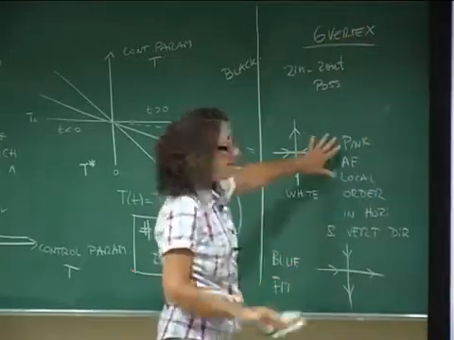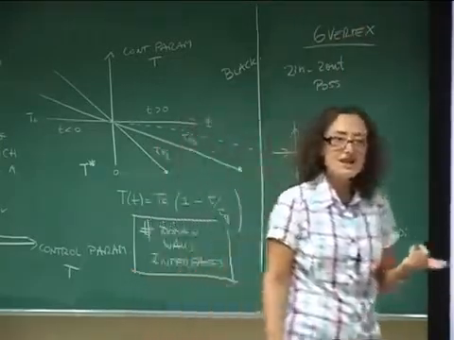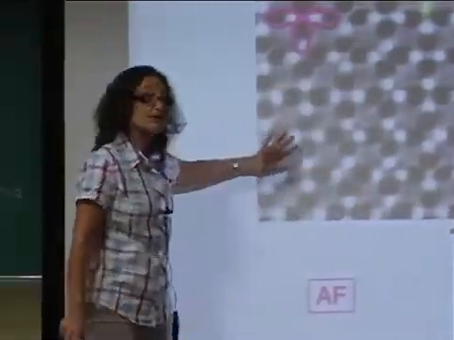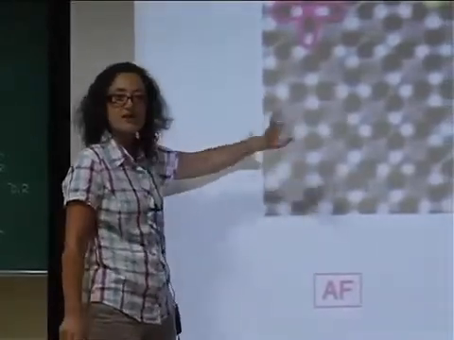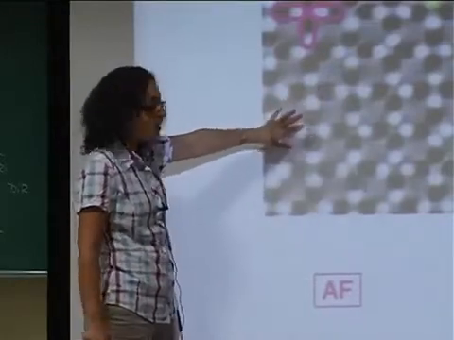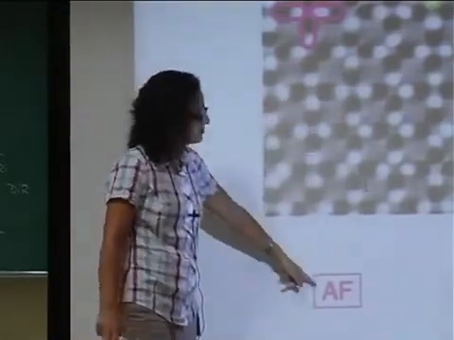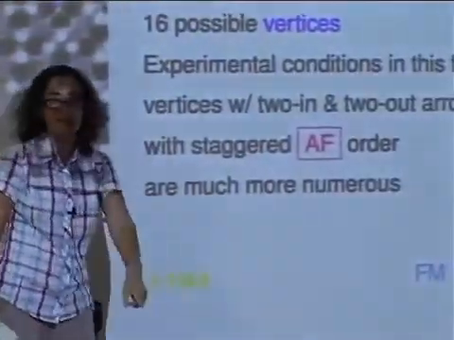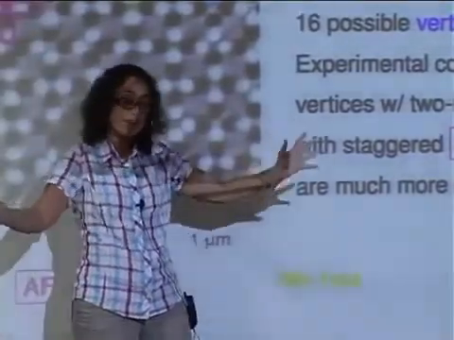So if you are in this context, then you cannot flip freely an arrow because you will break the constraints. If you flip an arrow, you won't get a 2 in, 2 out vertex. You will get something else. You get out of the definition of your problem. Now, in the experimental context, this is not the case. You have thermal fluctuations, you can break the constraints, you can have all kinds of vertices, the 16 kinds of vertices. Only that, for energetic reasons, these are more favorable than the ferromagnetic ones and the other kinds of vertices.